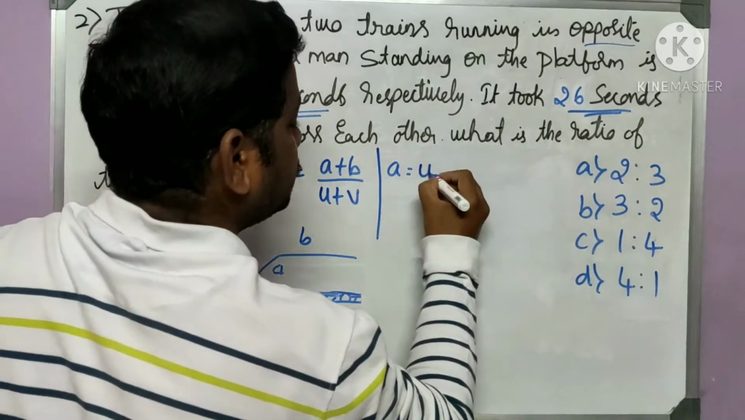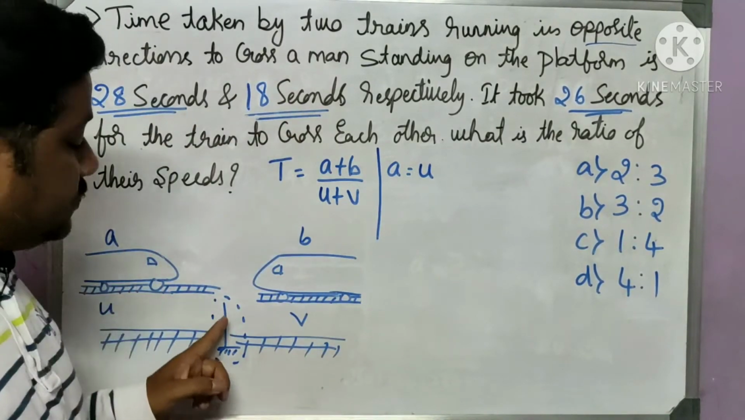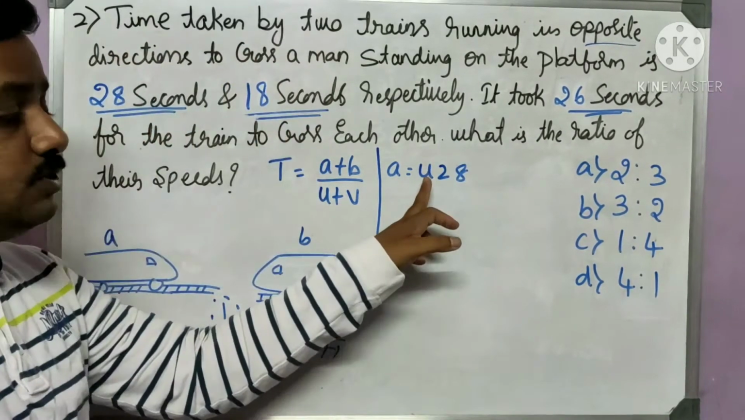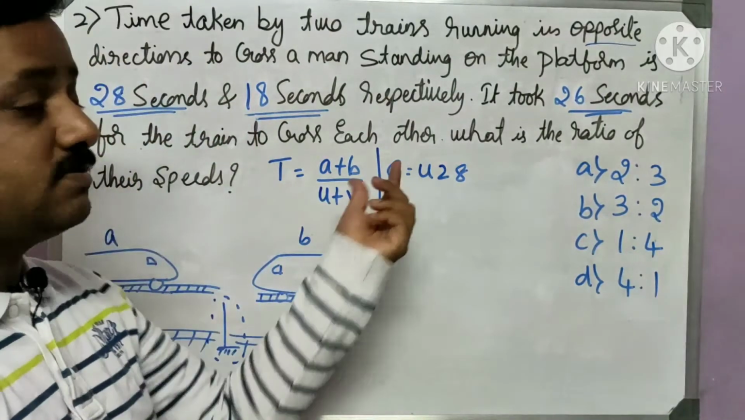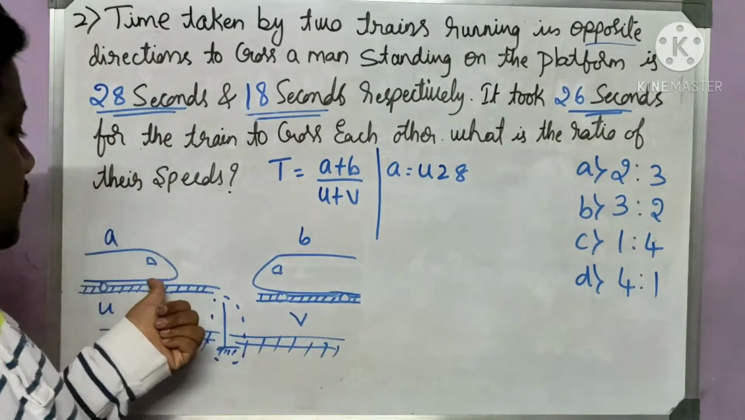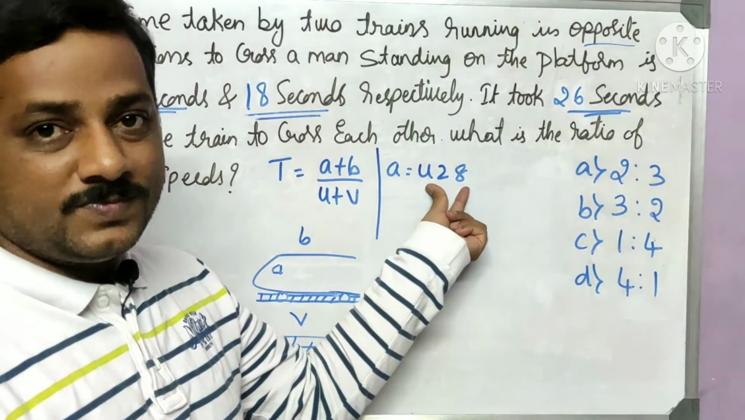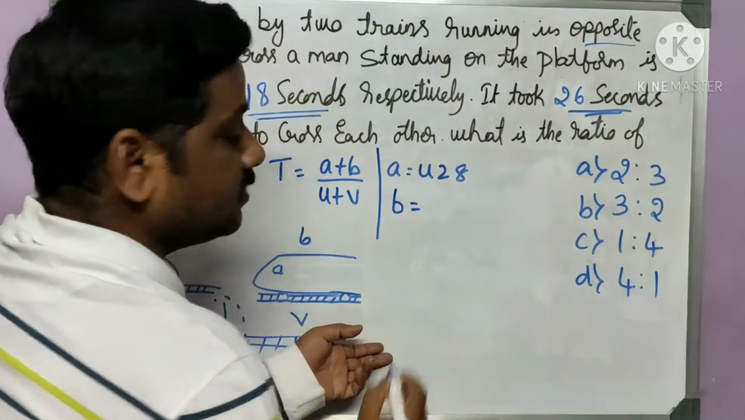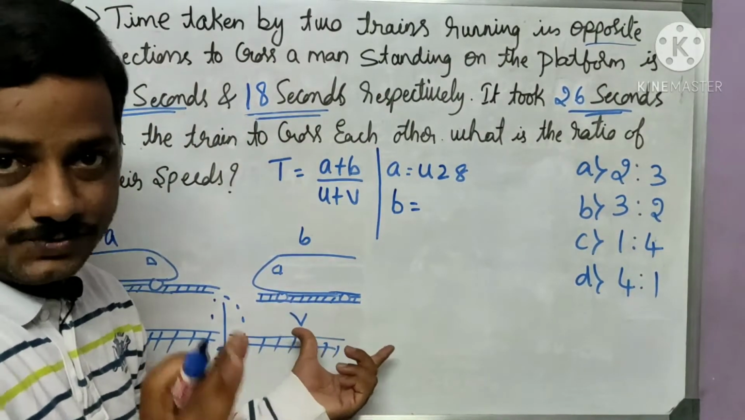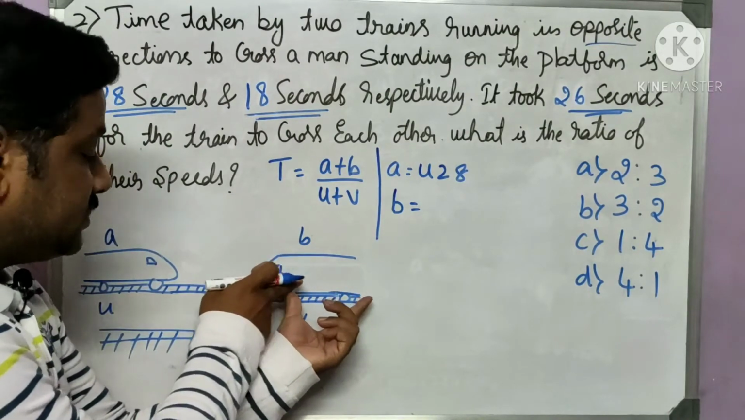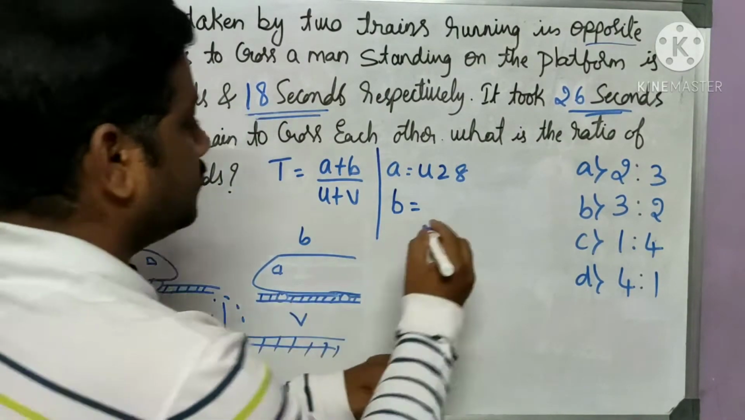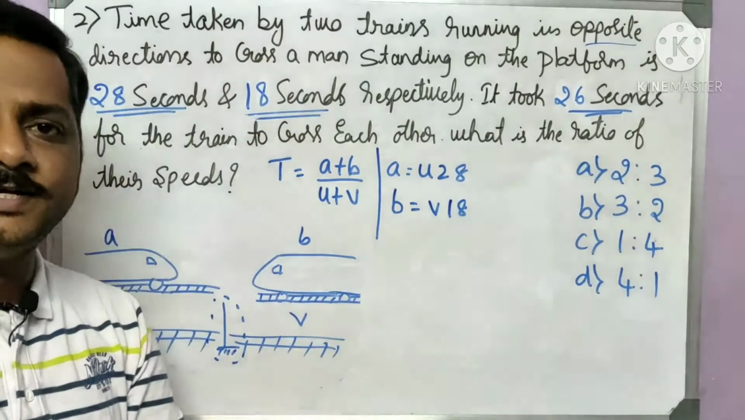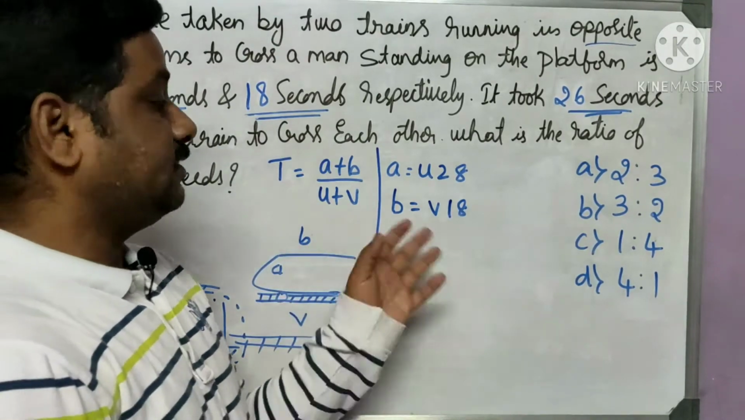What is the speed of this train I have taken? U. So I will write it as U. And what is the time taken by this train to cross this person? That is 28. I don't know U, so let me write it as U as it is. So A, the distance of the train, is given as U into 28. Similarly, I can find the distance of this train, which is mentioned as B. Distance is speed into time. What is the time taken by this train to cross this person? 18 seconds. And what is the speed of this train? V. So V into 18.